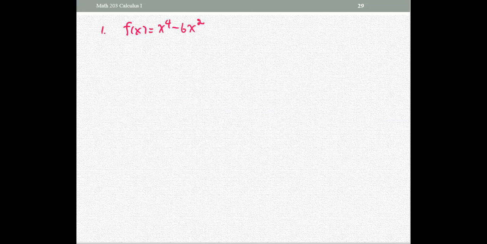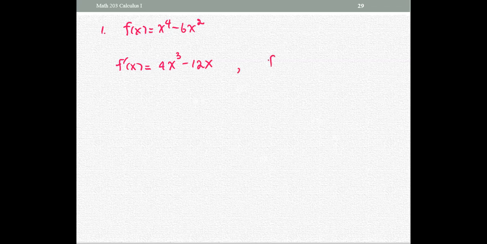No matter what function type you work on, you're going to have to find the derivative, so we're going to find f prime. This is a polynomial, which is not too bad. For x to the fourth minus 6x squared, we have 4x to the third minus 12x for the first derivative. The second derivative, just set it aside, because we're going to use the first and second derivative tests to identify local max and local min. So f double prime is going to be 12x squared minus 12.